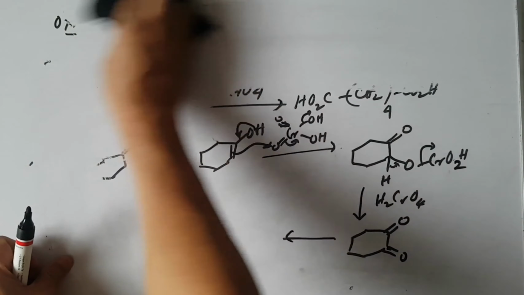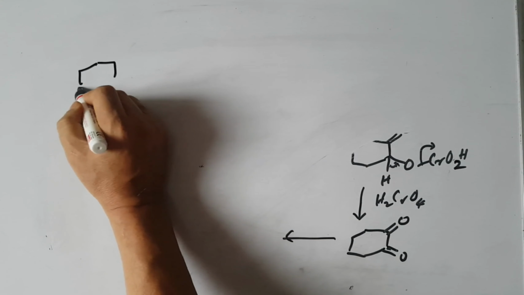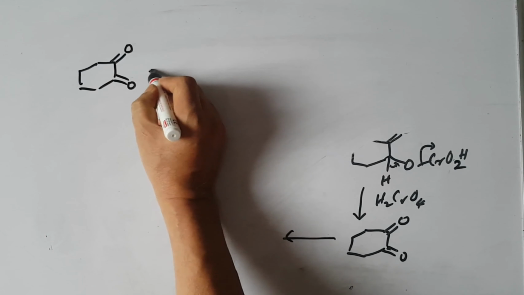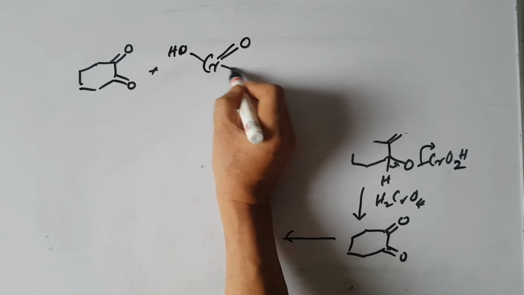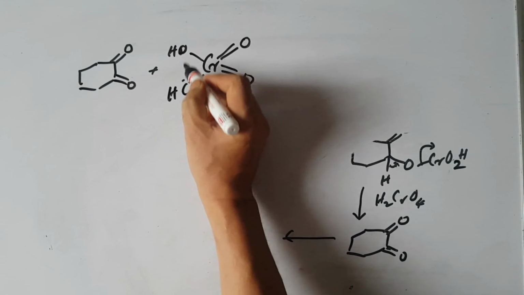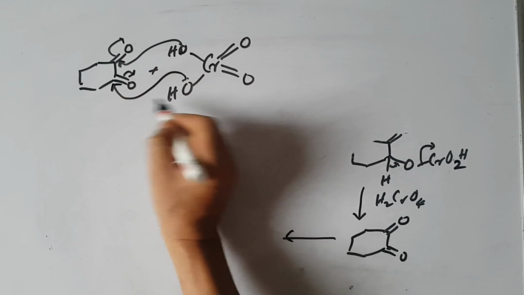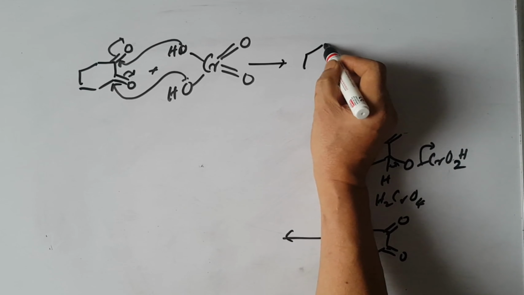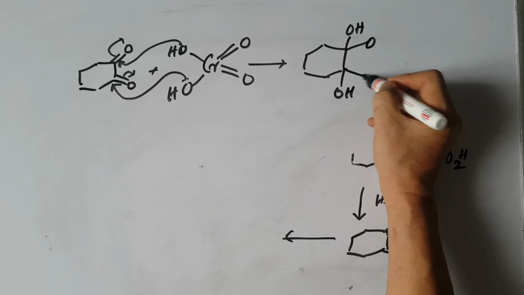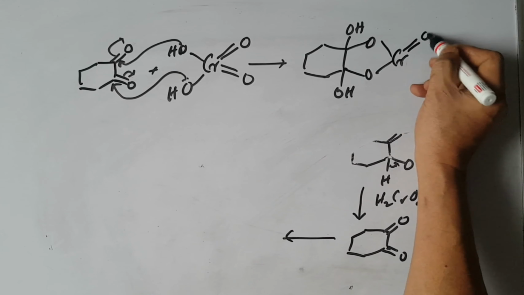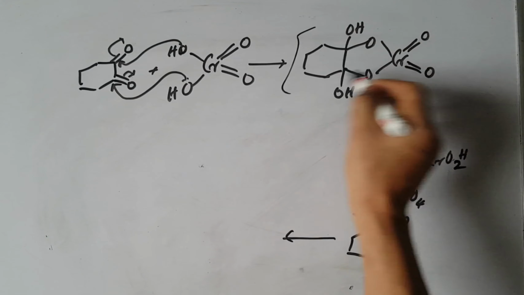So here, oxidation of cyclic ketones. Here I have the diketone, so I'll write diketones here. It reacts with another molecule of chromic acid, Cr, OH. It attacks here, picking up the proton from here and here. So we get a cyclic intermediate. We have OH here, another OH here, and O here, and chromium, and then this O like this. They pick up the proton here, and here also. So we get this cyclic intermediate.